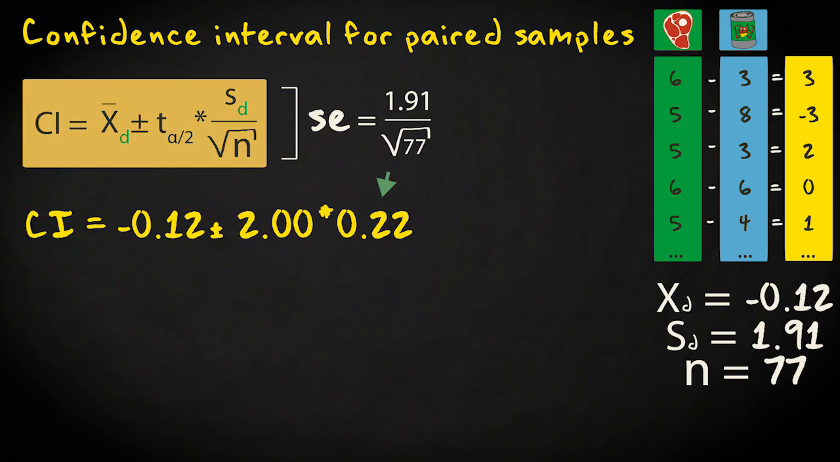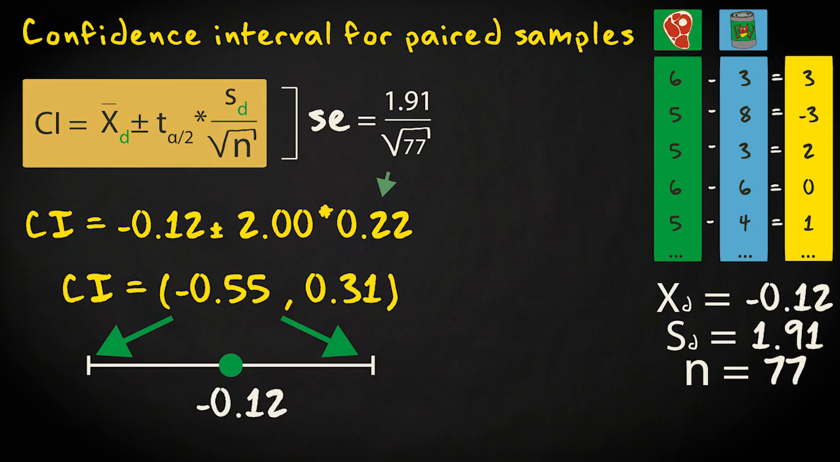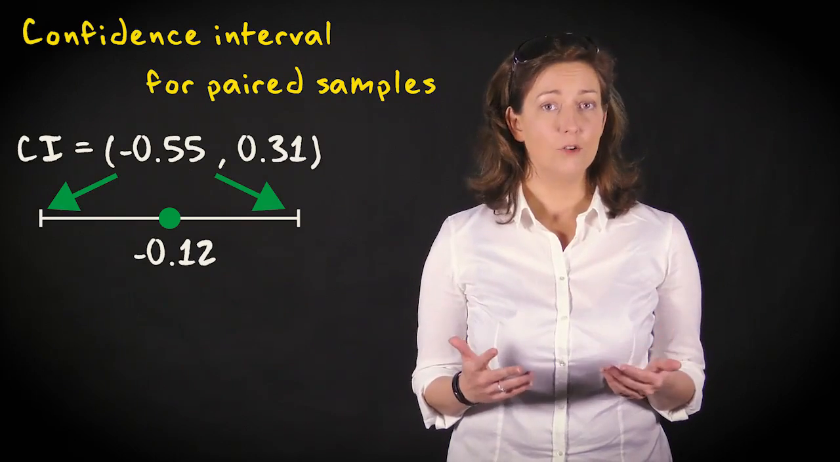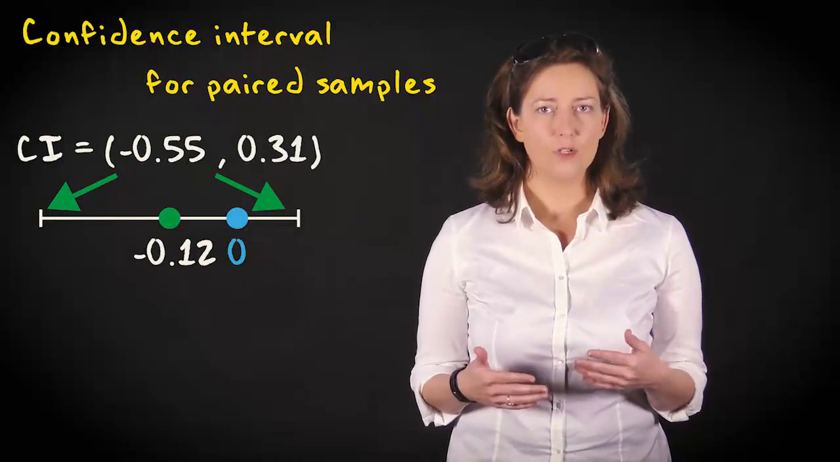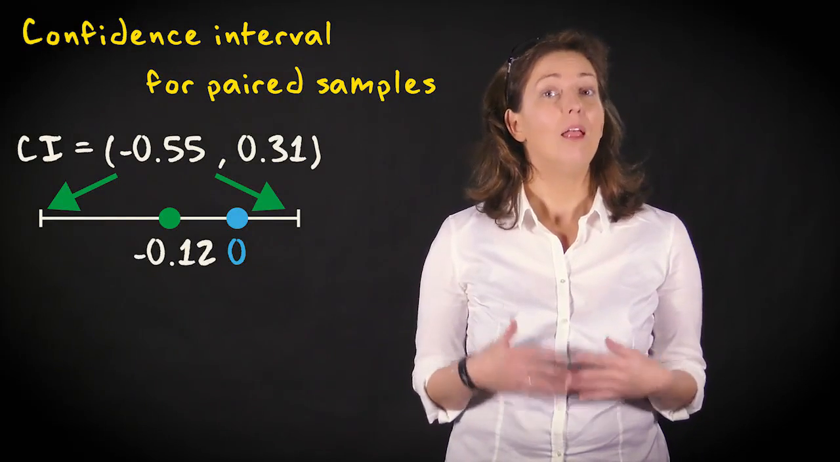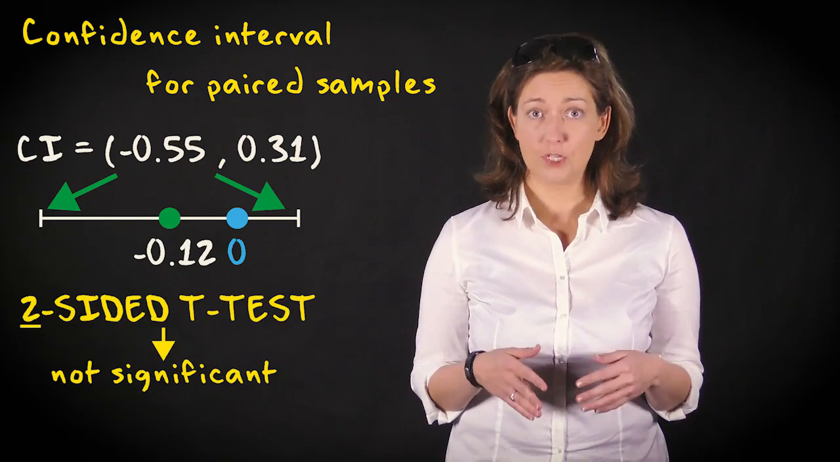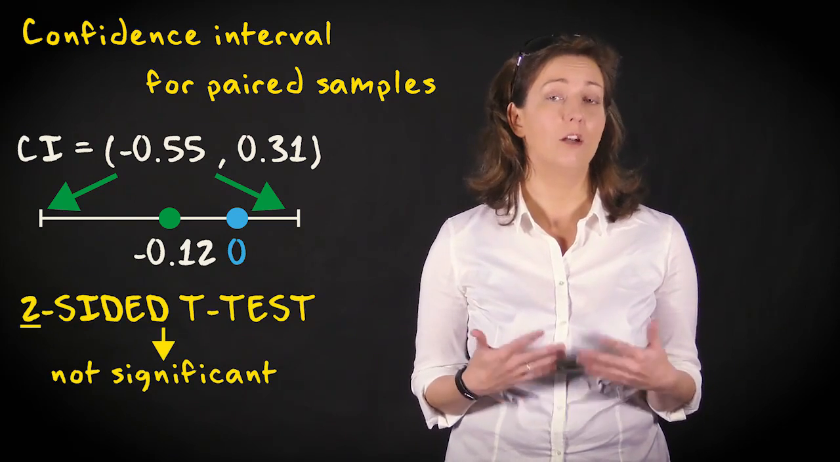The confidence interval for our example data is minus 0.12 plus and minus 2.00 times 0.22. This results in a confidence interval that ranges from minus 0.55 to 0.31. Since the value 0, no difference in the means, lies inside the interval, 0 is considered a plausible value. This means that if we had performed a two-sided test, it would have also been non-significant.